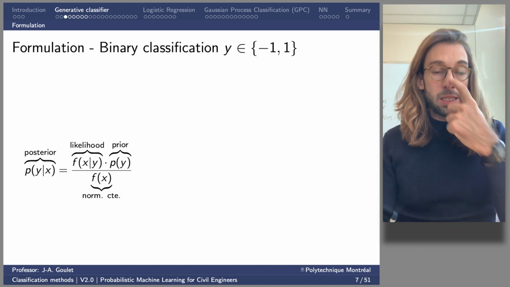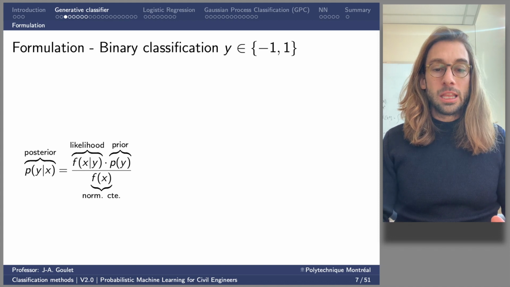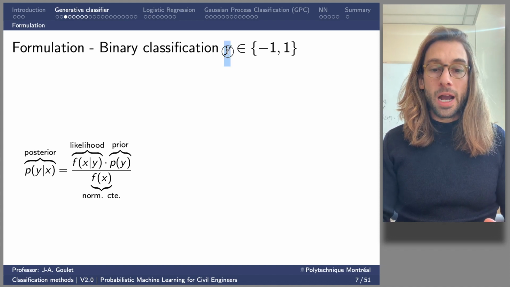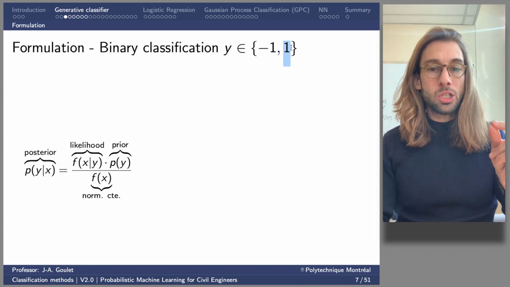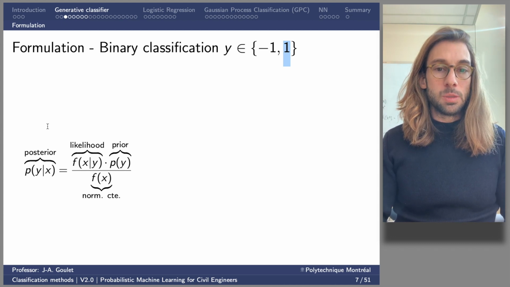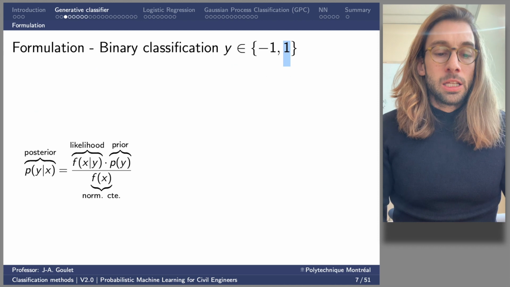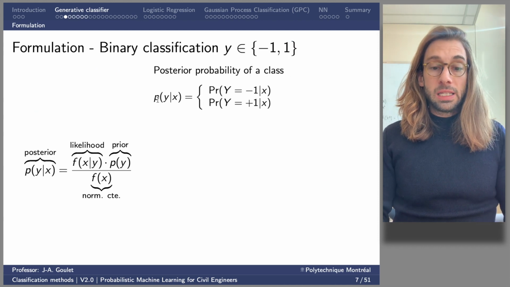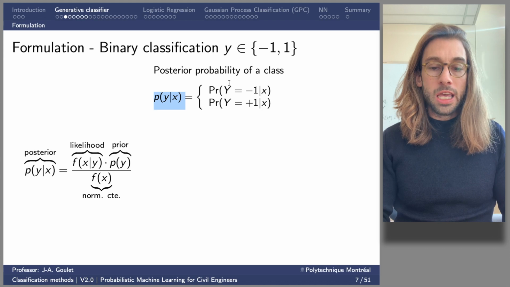So let's look in more detail at that formulation for binary classification. Here again, my observation y could either be minus 1 or plus 1. I have only two possible outputs: minus 1 represents one class, plus 1 represents the other class. What I want to do is quantify this posterior through the likelihood, the prior, and the normalization constant. The posterior probability of a class here is a probability mass function. Since it's binary, it's made of two things: either the probability that y equals minus 1 given x, or the probability that y equals plus 1 given x.